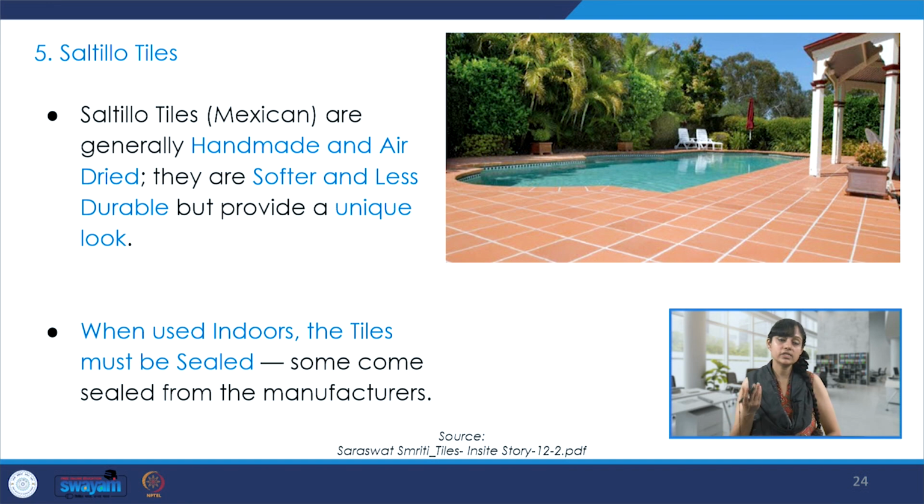Then there are Saltillo tiles, or the Mexican tiles. They are generally handmade and air dried, and they are softer and less durable, but they provide such a unique look that sometimes there is a demand for these kinds of tiles. And when they are used indoors, these tiles must be sealed. Some of the tiles are already sealed when they come from the manufacturers, but for the others, some care has to be taken.